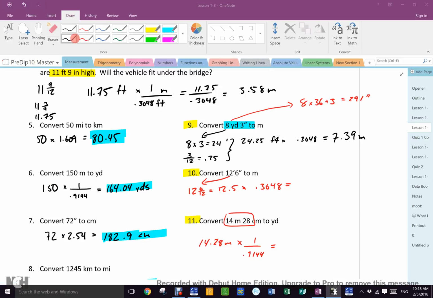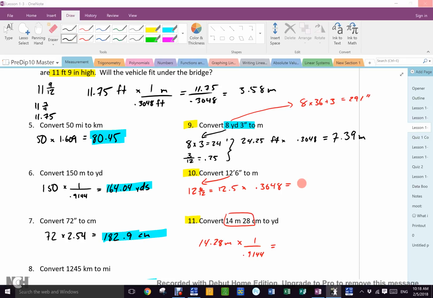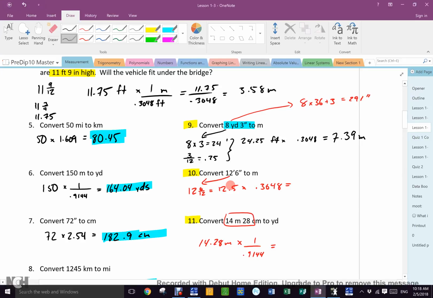And what did we get for 10? Notice I did 12.5 because it's easier, because it's one of those decimals that works perfectly. So what do we get?